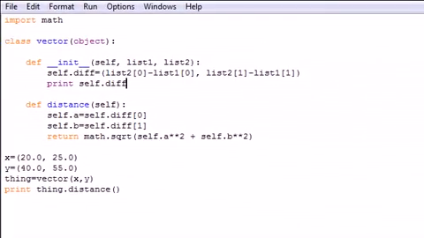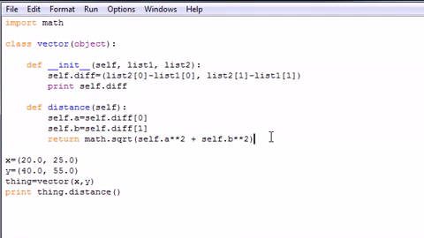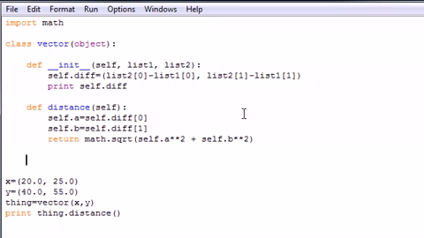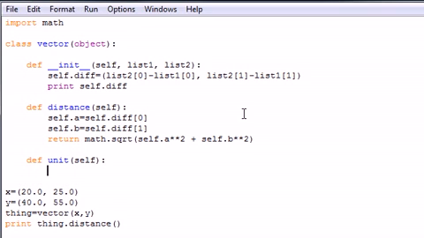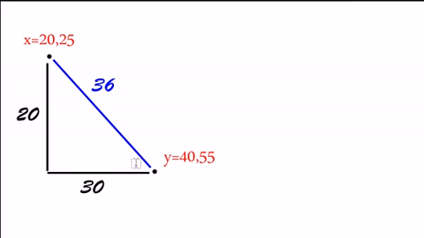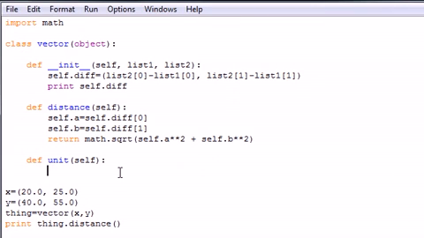So let's go ahead and do that right now. We first need a new function, and I'm going to name mine unit. So put def unit self. Now let me show you guys how to calculate this. In order to calculate the x unit vector, you take the x side and put it over the distance. And in order to calculate the y unit vector, take the y side and put it over distance. So 20 over 36 and 30 over 36. So let's go ahead and do that.